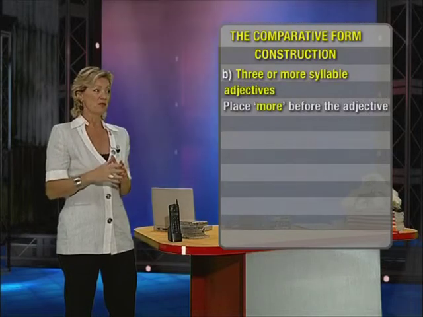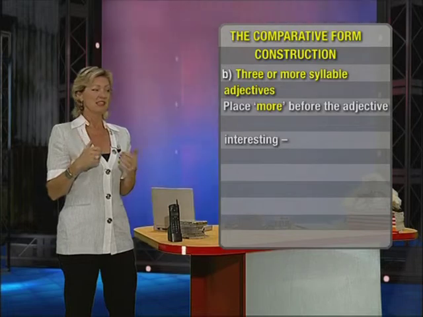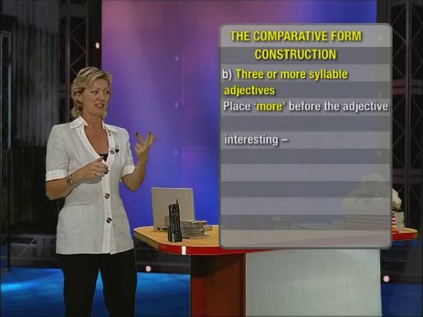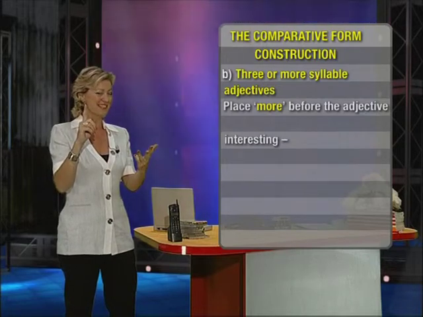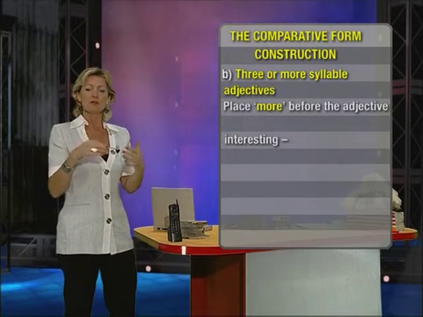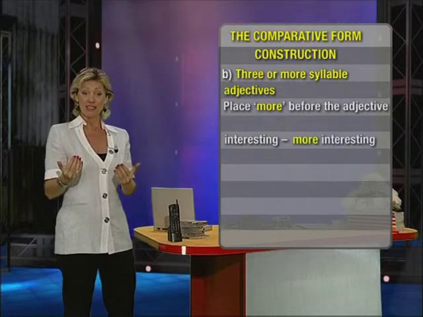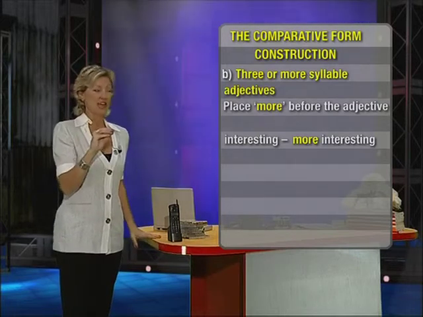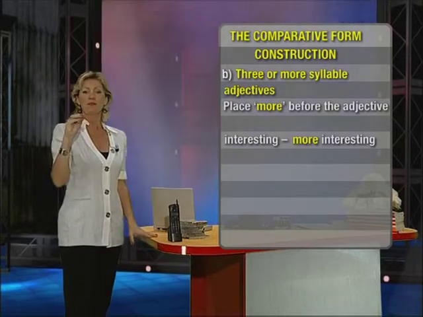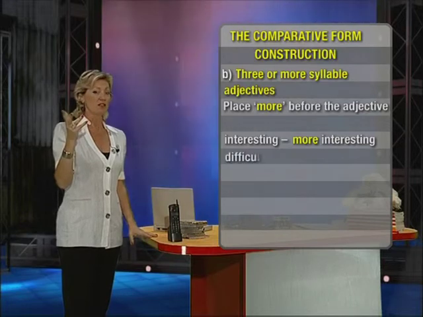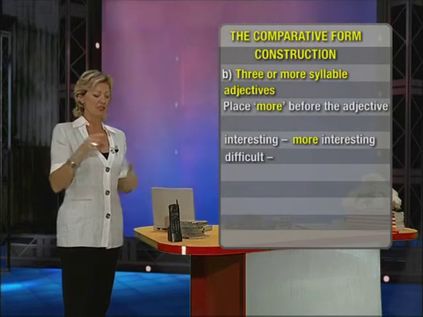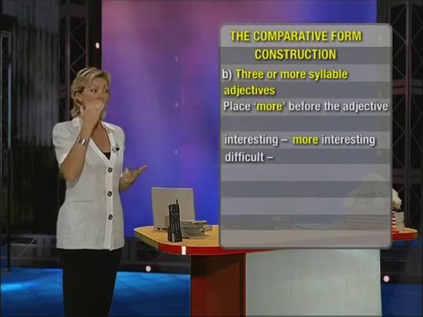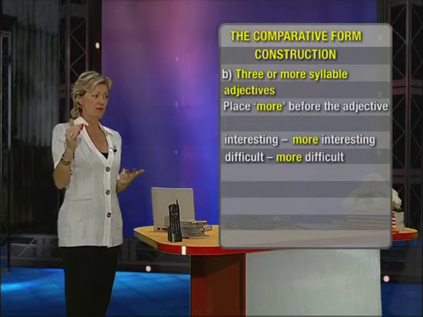Look at the examples. Interesting is an adjective with 3 syllables. Interesting, no, 4 syllables. So it becomes more interesting. You see what happens? We put more in front of the adjective. So more interesting. Difficult. How many syllables? Difficult, difficult. Okay, so it becomes more difficult.